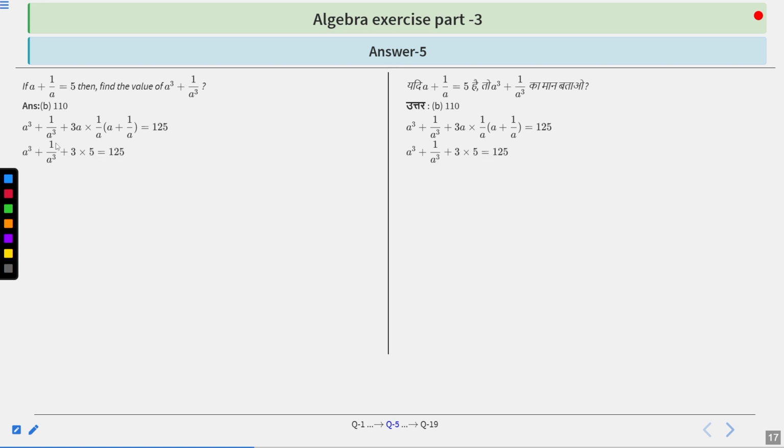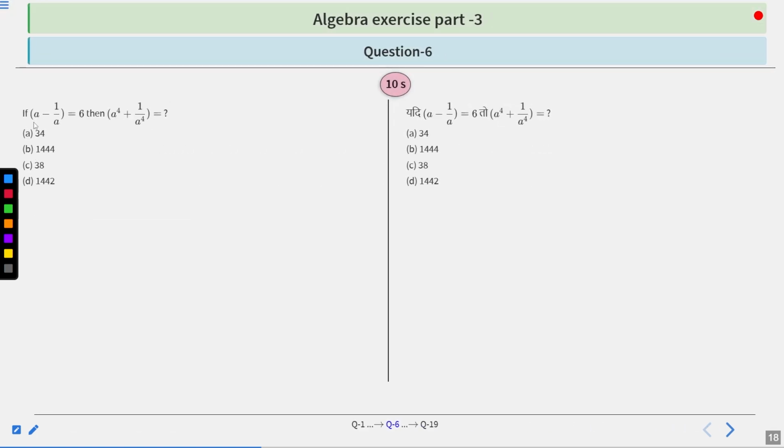Now a cube plus 1 upon a cube plus 3, this a will cancel out this a, and a plus 1 upon a was already 5 in the question. So 3 into 5 equals 125. A cube plus 1 upon a cube then becomes 125 minus 5 into 3, which is 15. Therefore, a cube plus 1 upon a cube is 125 minus 15, that is 110. Option number B is the correct answer.